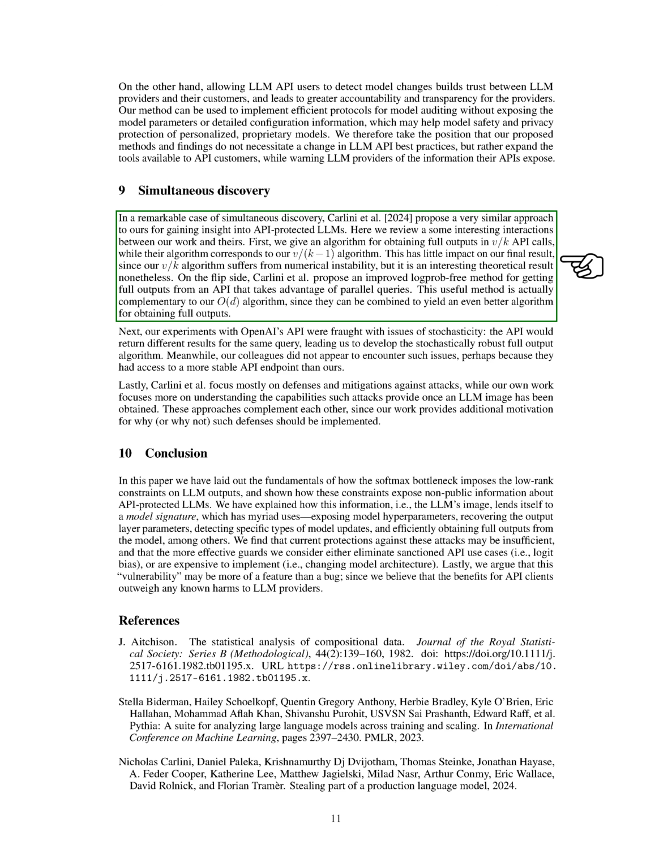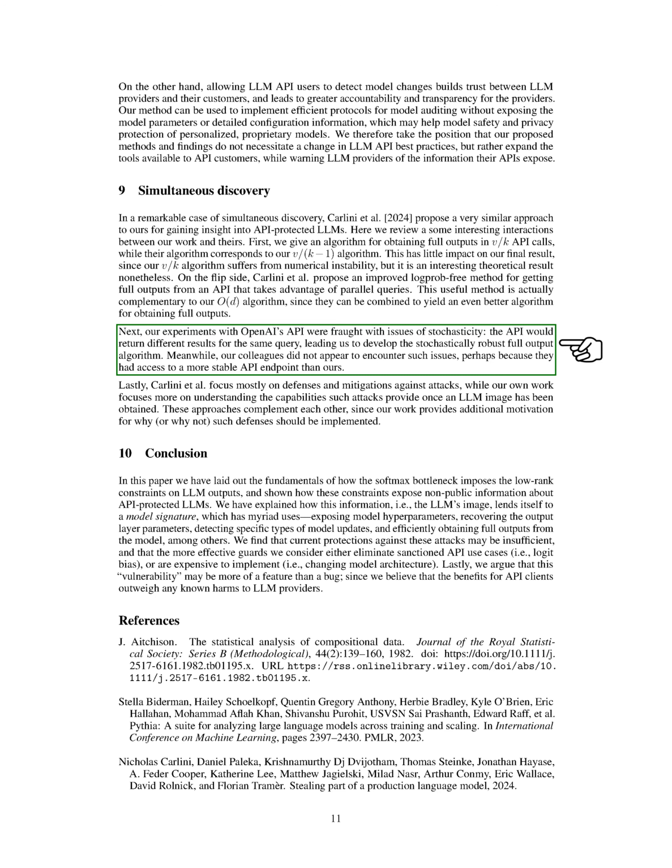In a fascinating case of simultaneous discovery, another group proposed a similar approach to ours for gaining insights into API-protected LLMs. We compare our work with theirs, noting differences in algorithms for obtaining full outputs and improvements in methods for accessing API outputs efficiently. Our experiments with OpenAI's API encountered stochasticity issues, leading us to develop a stochastically robust full output algorithm. Our colleagues seem to have a more stable API endpoint, avoiding such problems.